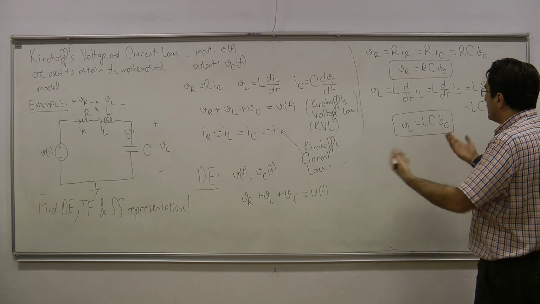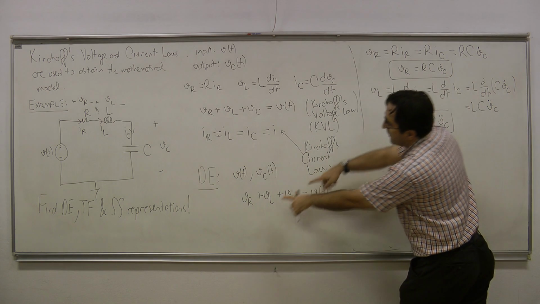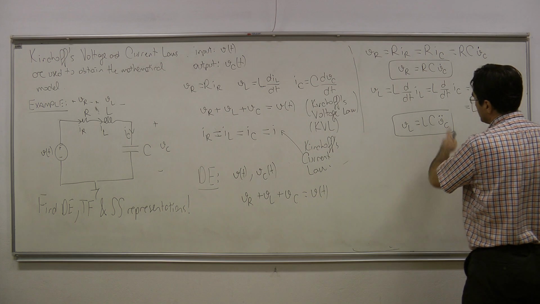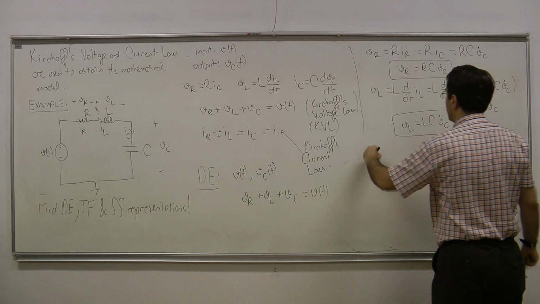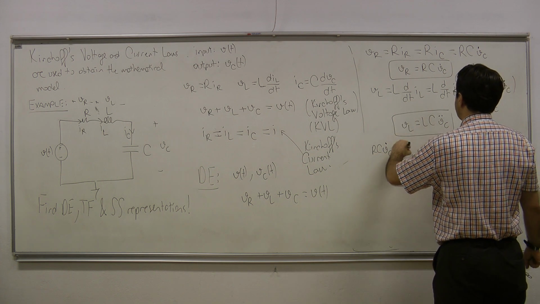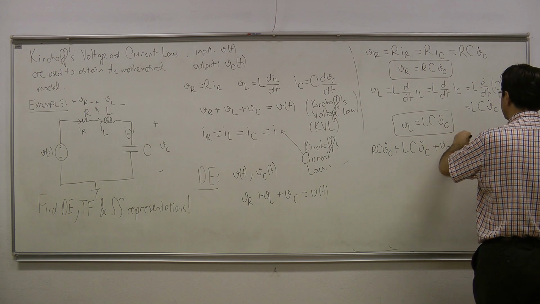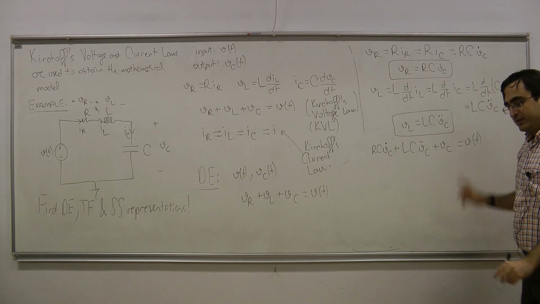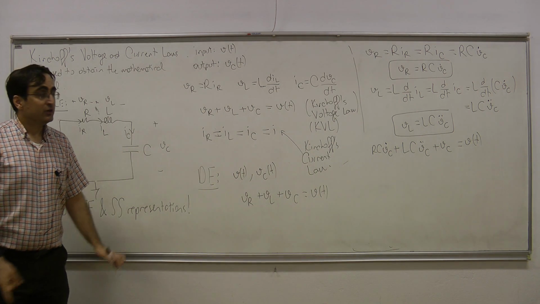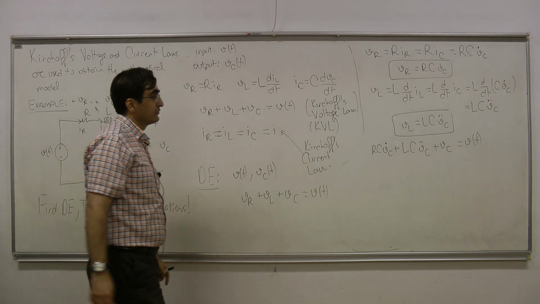Now all I have to do is to take these equations and substitute them into my main equation. Okay? Let us do that. VR is RC VC dot plus VL is LC VC double dot plus VC is equal to V of t. Now this is a differential equation that I require: a differential equation relating the input to the output, or vice versa.